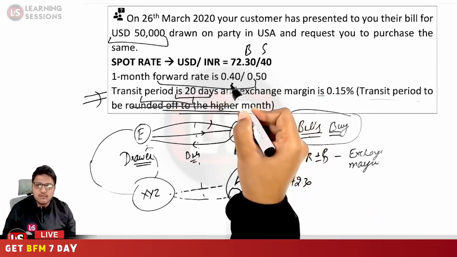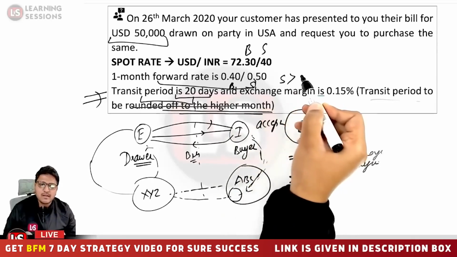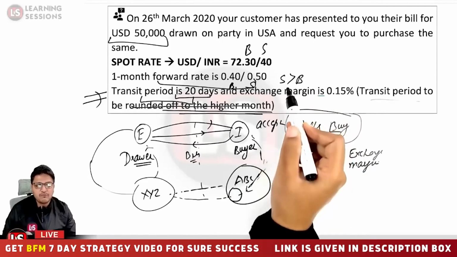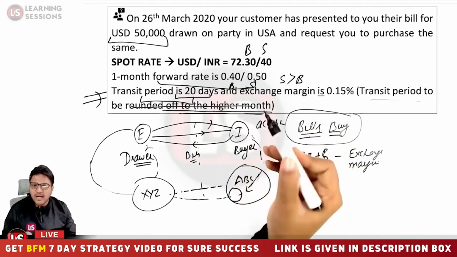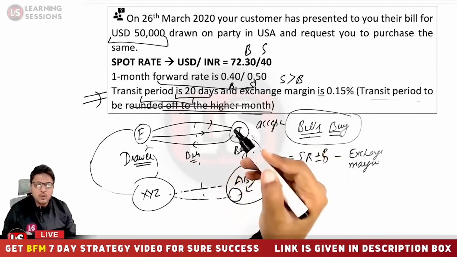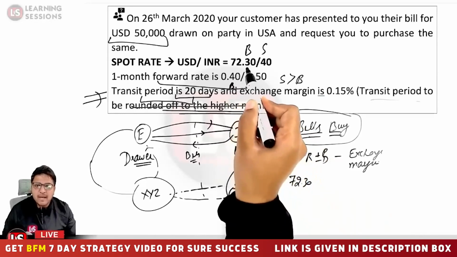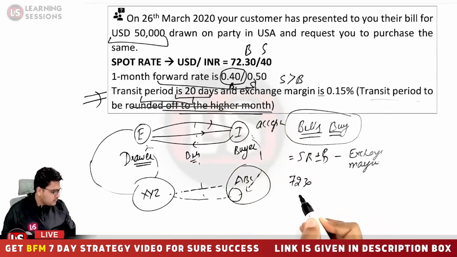Now 1 month forward points are given to be 0.40/50. The selling forward points are greater than the buying forward points. Now the currency is available at what? The currency is available at a premium. Very right. When the currency is available at a premium, do we add the points or subtract the points? We add the points. So we will be adding up the forward points. What forward points? Buying forward points only. So 0.40 is to be added up.